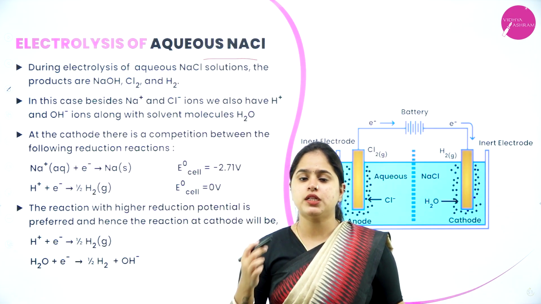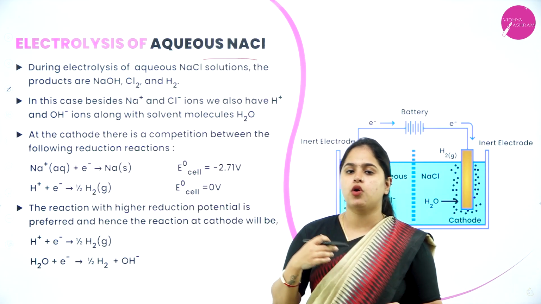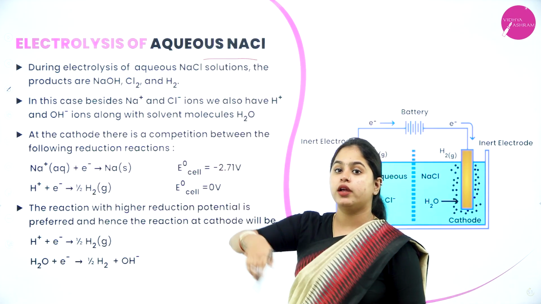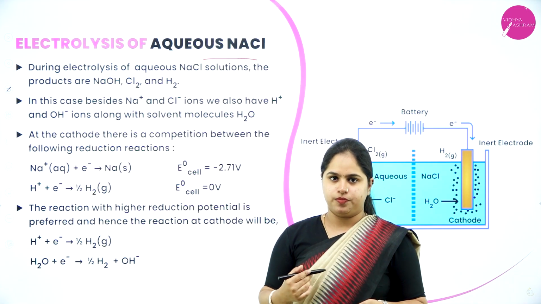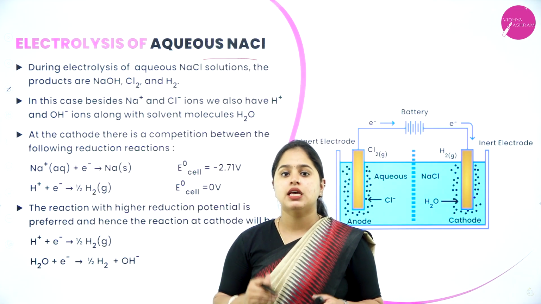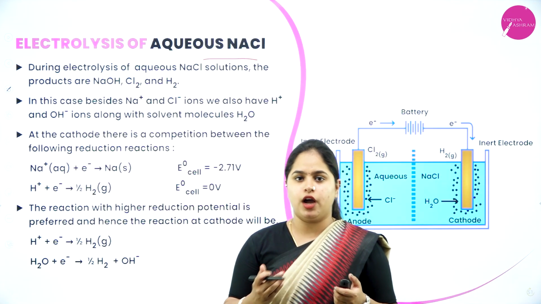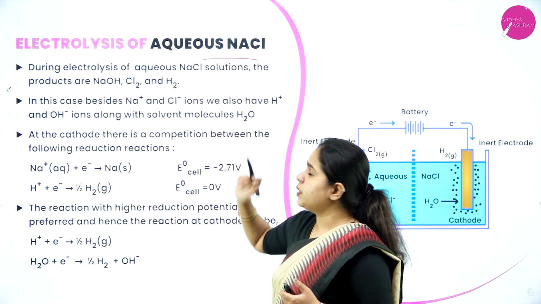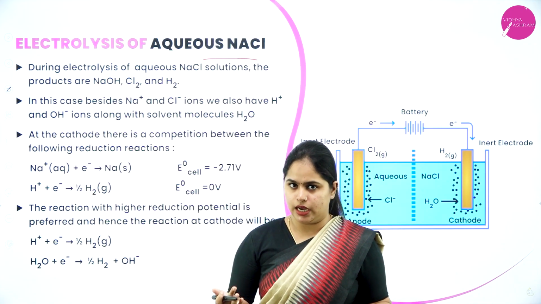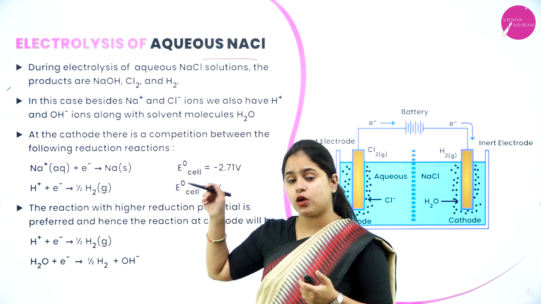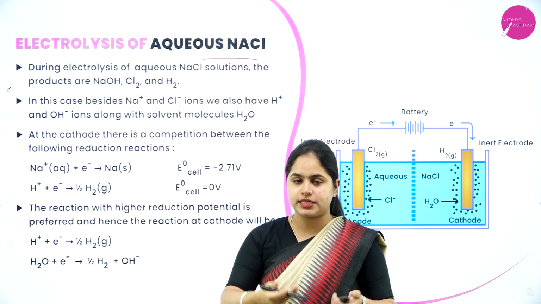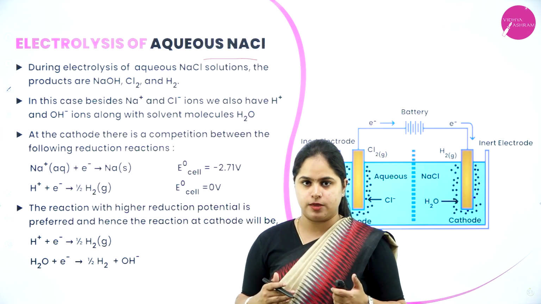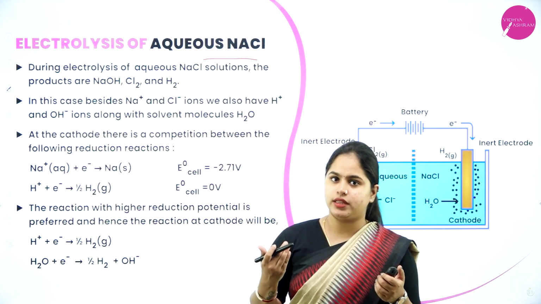Aqueous sodium chloride means what? What is the difference between molten sodium chloride and aqueous sodium chloride? In aqueous sodium chloride, apart from sodium chloride, water will also be present. So now what happens is there will be a competition between the ions, that is, which products will be formed. In sodium chloride, Na+ and Cl- ions will be there. Other than that, since it is aqueous sodium chloride, water is also present, hence H+ and OH- ions will also be present. So there will be a competition between the ions now.